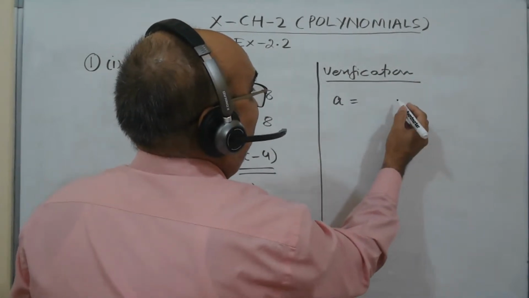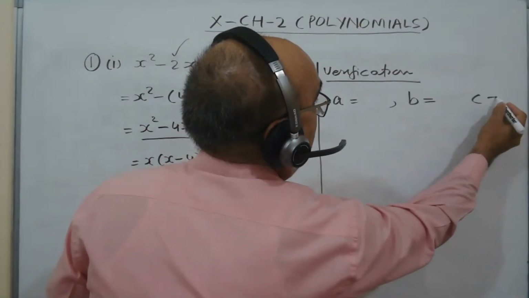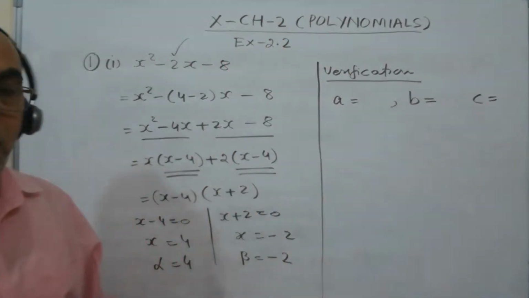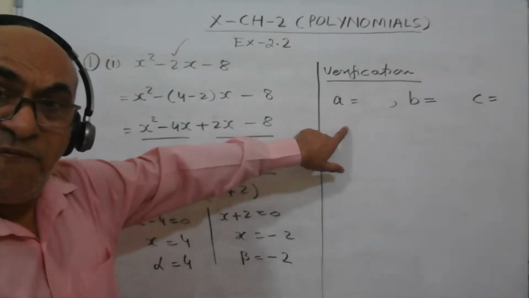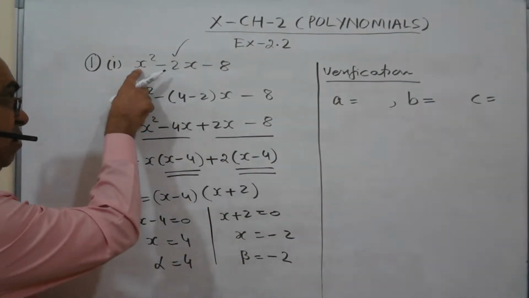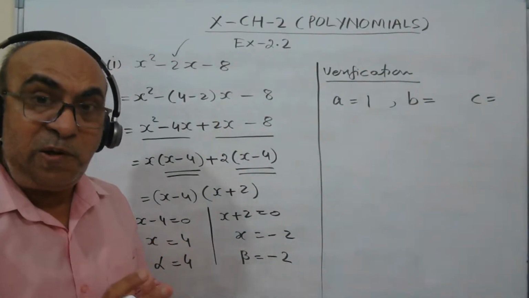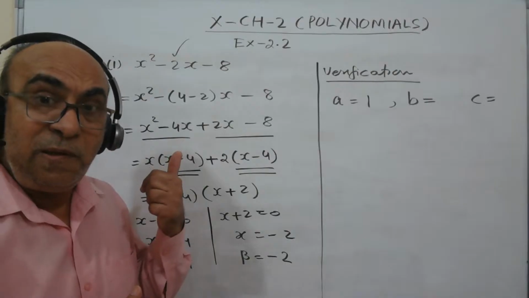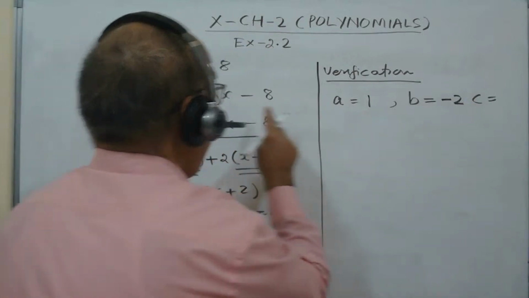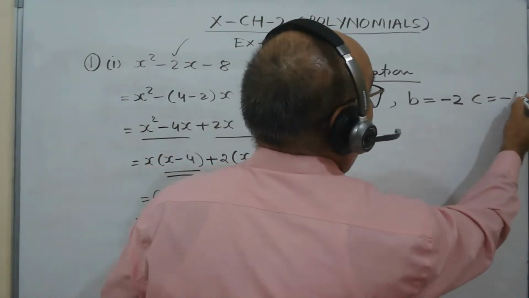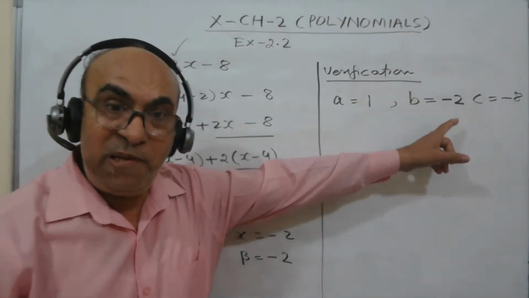Verification. Then write the values of A, B, and C. What is the value of A here? What is A? Coefficient of x square. Coefficient of x square is here 1. What is B? Coefficient of x. What is the coefficient of x? Minus 2. And the last constant term is minus 8. So you have to find the values of A, B, C.